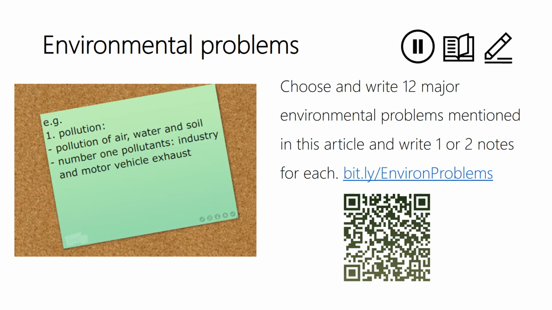You have an example for pollution here. There are 3 types of pollution: air, water, and soil. And number 1 pollutants are industry and exhaust fumes from motor vehicles. Scan the code now or copy the bit.ly link environment problems and do the task.